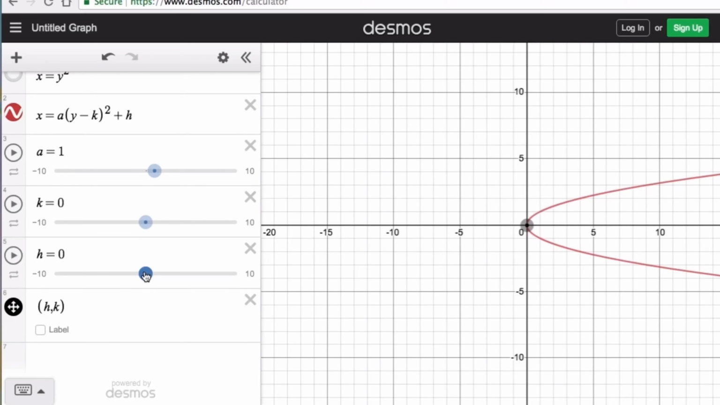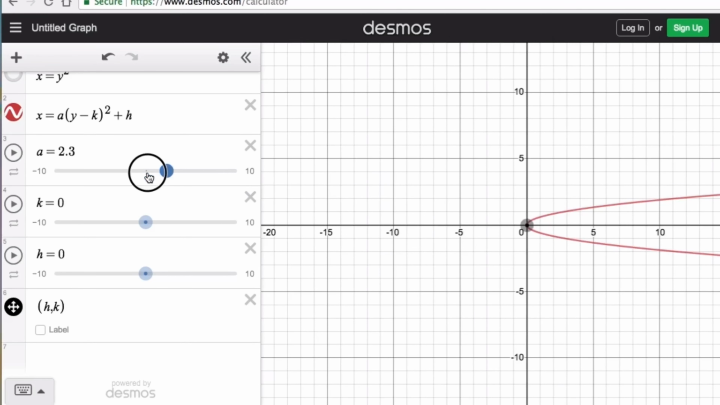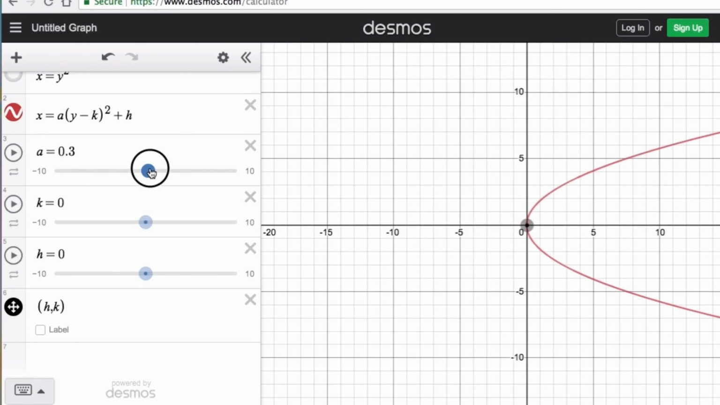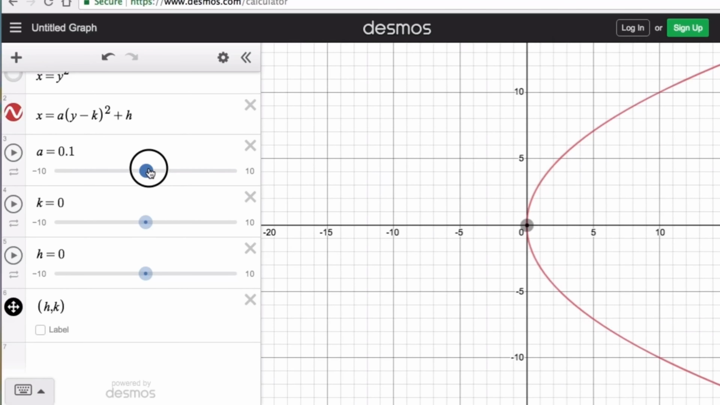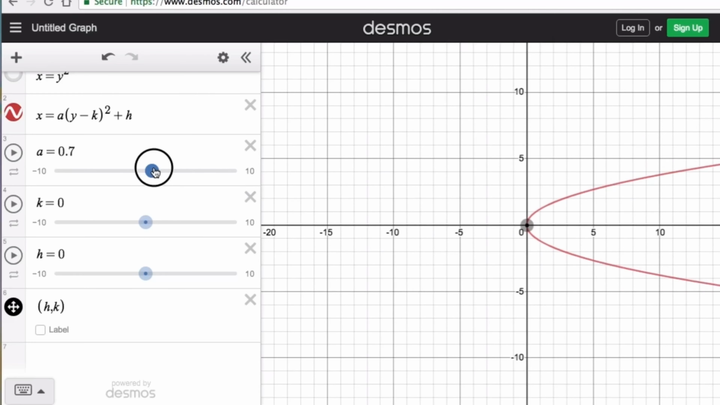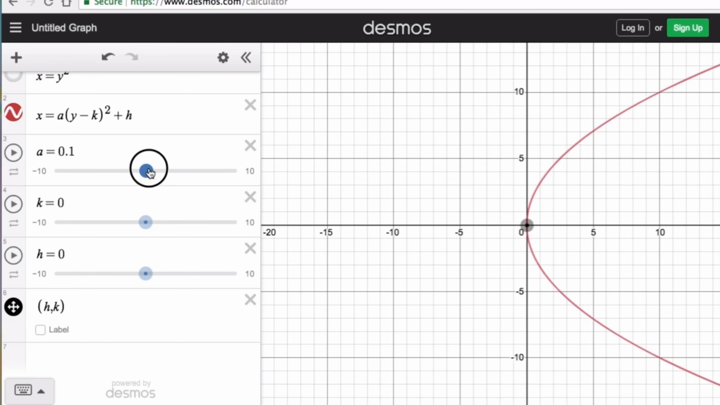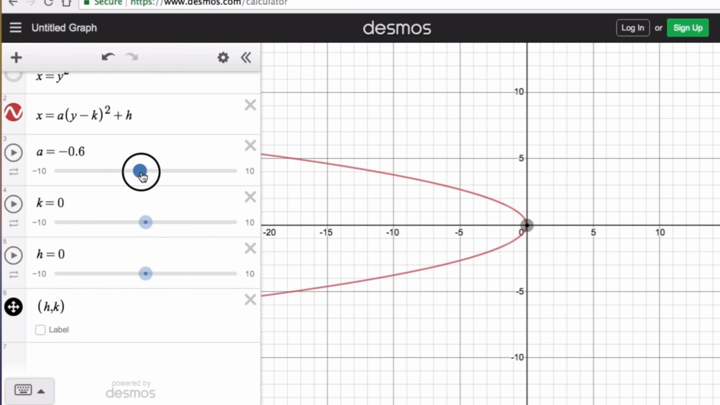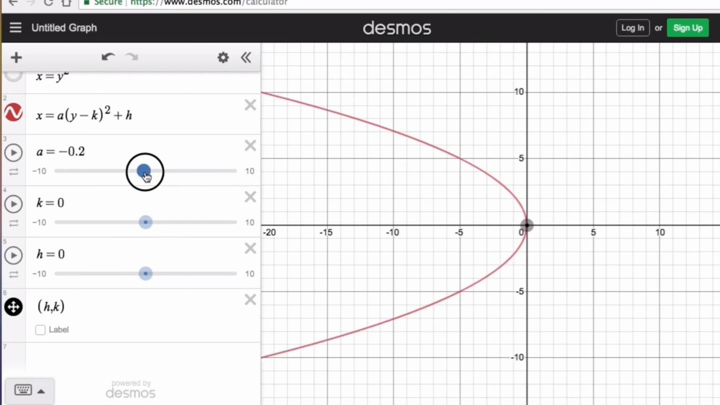Now let's look into the effects of a, h, and k on the graph. First, if a is positive, then the graph opens to the right. If a is negative, the graph opens to the left. Now, if the absolute value of a is greater than 0 and less than 1, so if we go to 0.9, then the graph opens wider compared to that of the parent graph. So as you can see, it opens wider. The same thing on the other side as well. So if it's negative 0.9, negative 0.8, negative 0.7, the closer it gets to 0, the wider the opening becomes.